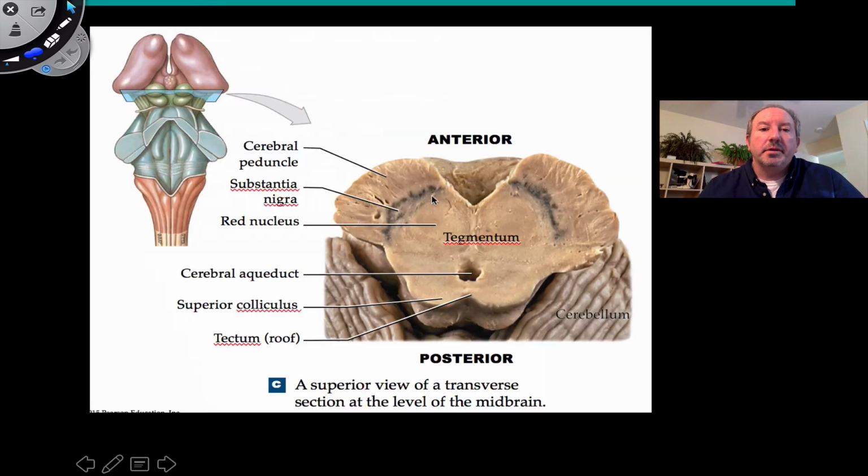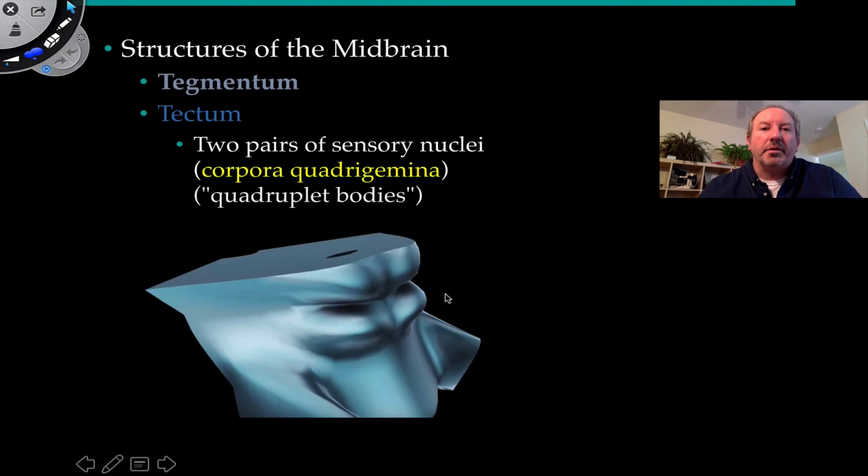Okay, close up of the substantia nigra right in here and here, again producing melanin. Here's your red nuclei right in here. Here's the cerebral aqueduct. Okay, and so I want to segue right into this area right in here, this tectum, or roof, in the posterior area right in here.